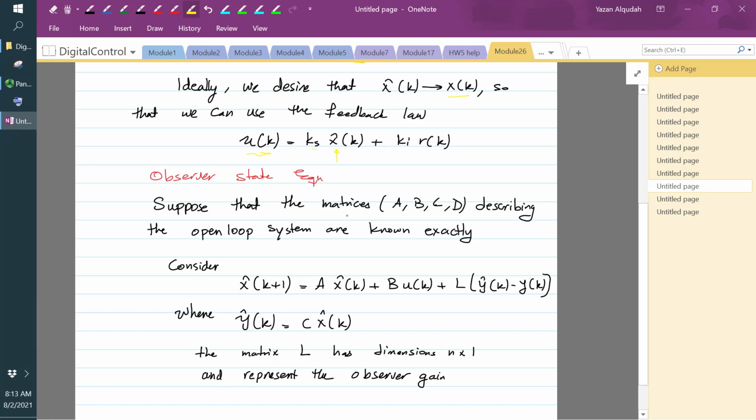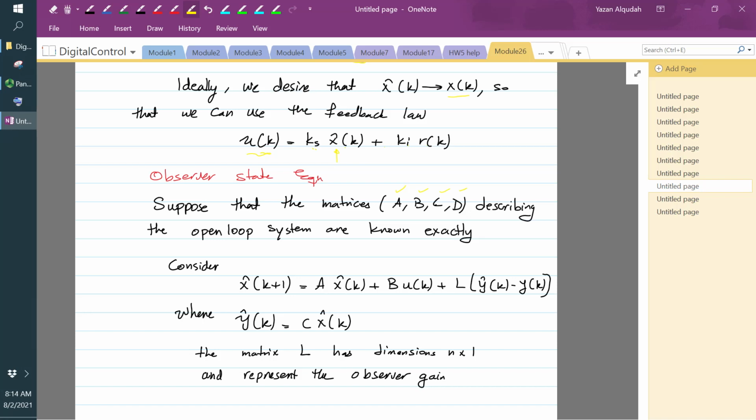Suppose we have the matrices A, B, C, D describing the open loop system, and they are known. We have a system, I model the system, and I know exactly what the matrices that represent the system are.